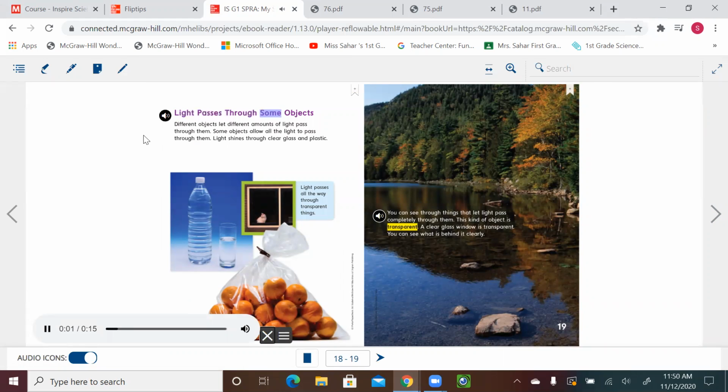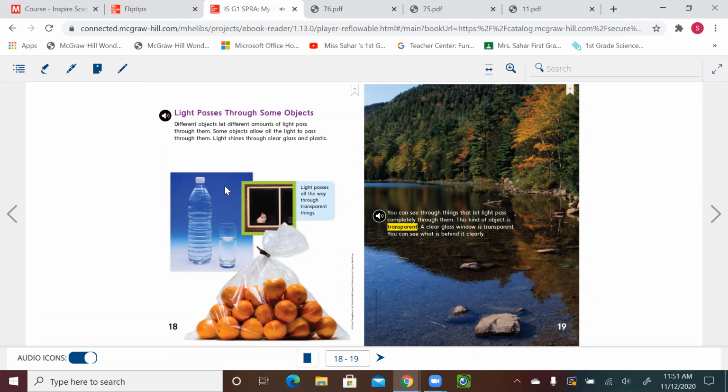Light passes through some objects. Different objects let different amounts of light pass through them. Some objects allow all the light to pass through them. Light shines through clear glass and plastic. Light passes all the way through transparent things.